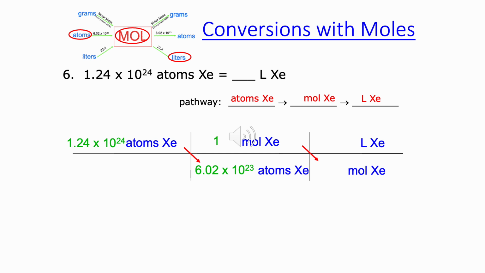Moles are going to be 1. Atoms, we use Avogadro's number. Moles are going to be 1, and then we use 22.4. Multiply across the top. Divide by the product of the bottom. We need 3 significant figures.